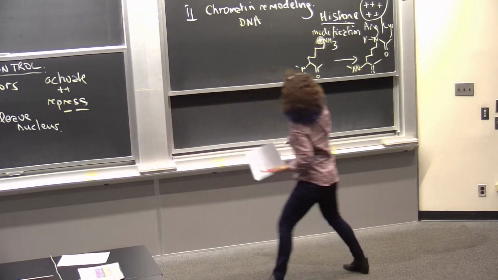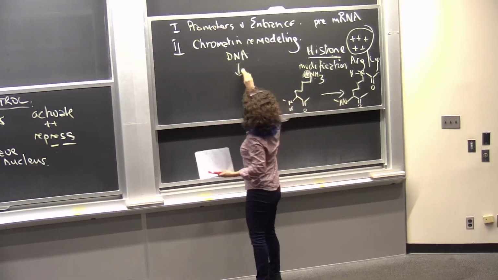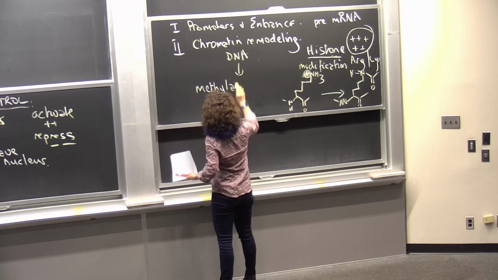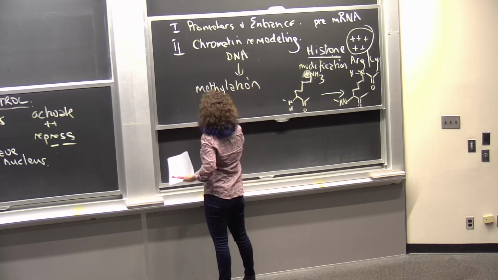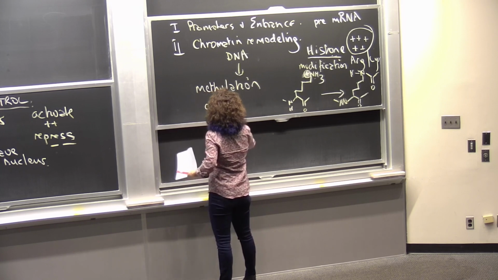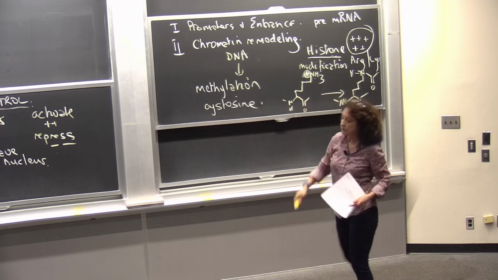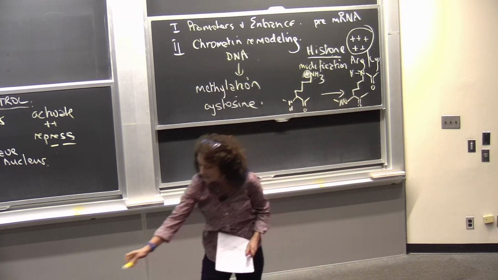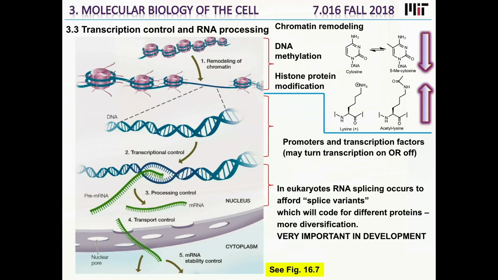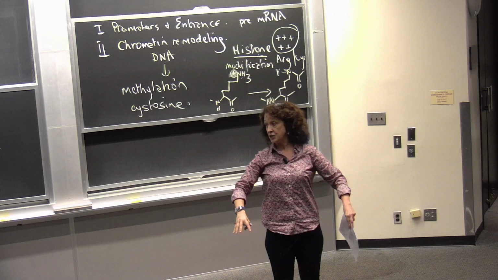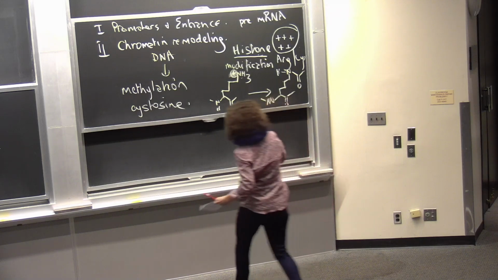The other modification occurs at the DNA level, and it's methylation of cytosine. A little harder to explain from a chemical sense, but up there in the corner of this slide, I've shown you the pictures. So methylation on cytosine would look like this. This encourages stabilization of the chromatin.